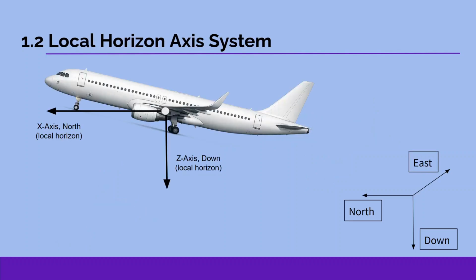The local horizon frame is essentially an inertial frame attached to the center of gravity of the aircraft, so it is going to translate with the aircraft, but it won't rotate with it. It is going to remain parallel to the ground frame, and because it is attached to the aircraft, it is often called the vehicle carried frame. It will be angled with respect to the wind frame by the flight path angle.